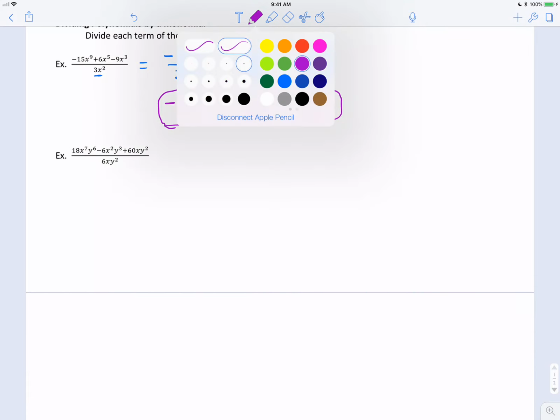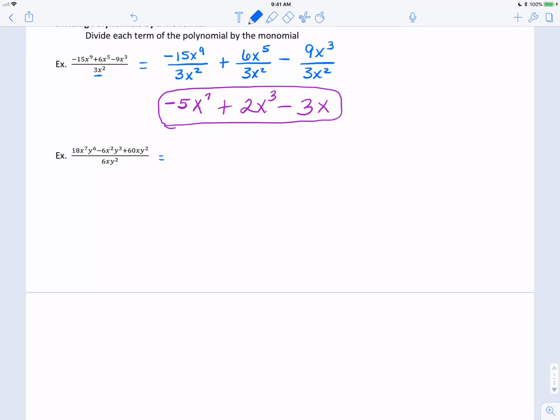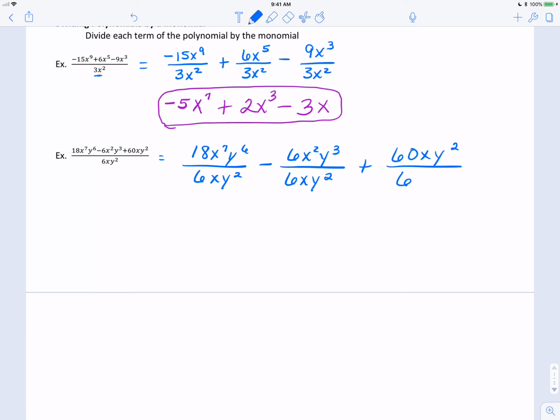All right, so let's separate this one up. So we're going to have 18 x to the 7th, y to the 6th, divided by 6xy squared. We've got minus 6x squared y cubed divided by that denominator. And then 60 xy squared divided by 6xy squared. So if you want to stop your video, pause it for a second, see if you can get this one on your own. That would be great. Come back and check your answer.